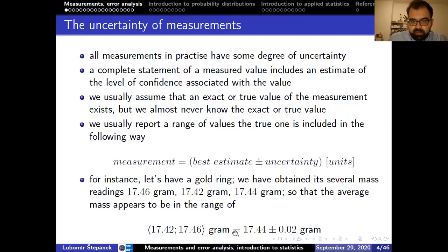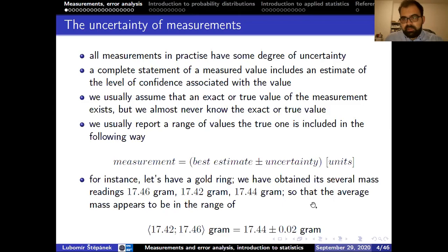This could be rewritten by picking the middle number, which is in fact the arithmetic mean, 17.44, plus minus a half of the range. The range is from 17.42 to 17.46. If you subtract these two numbers, you get 0.04, divided by 2 because I use the plus minus sign. If I add it to or subtract it from this number, I have to get these bounds, these margins. So it's just half of the range. So 17.44 plus minus 0.02 gram.